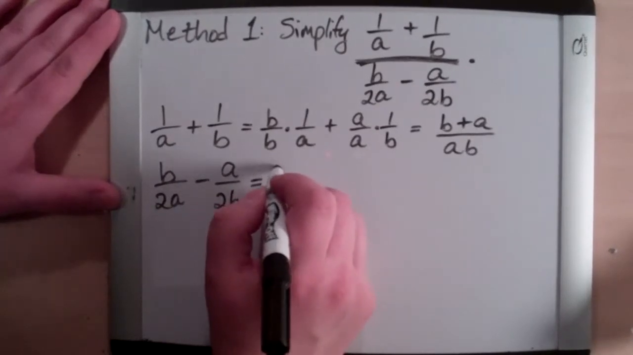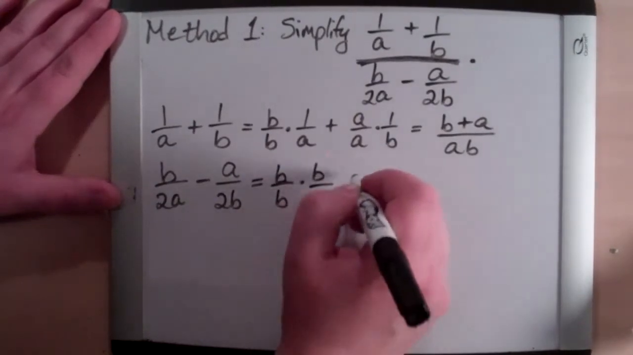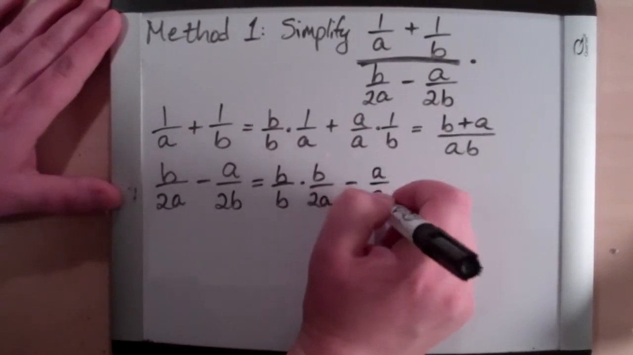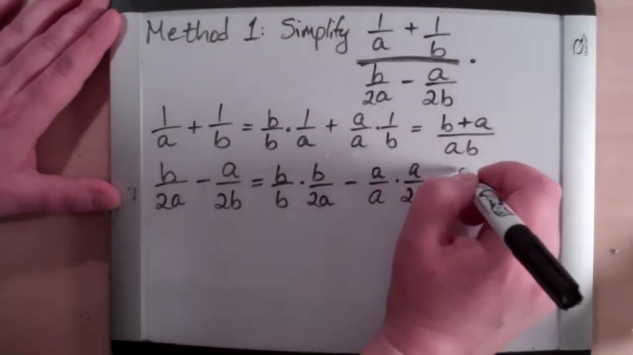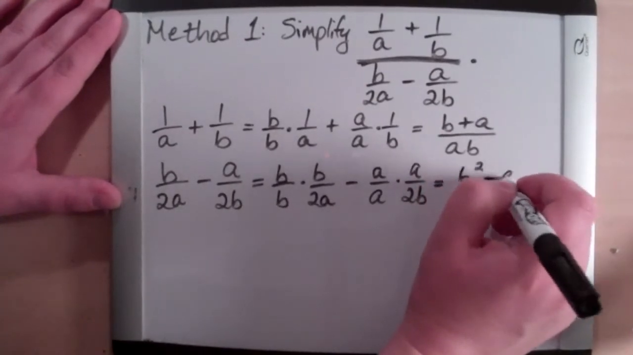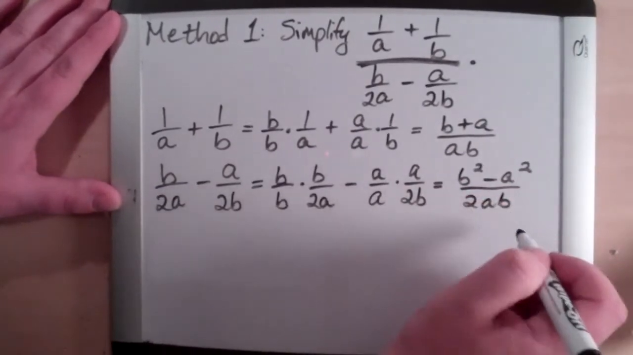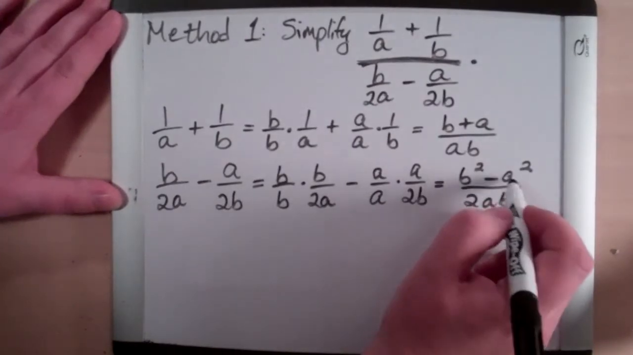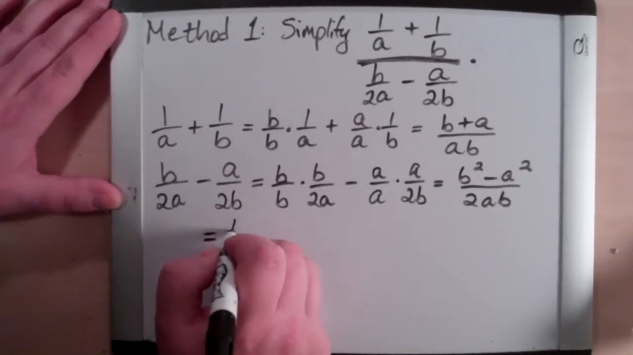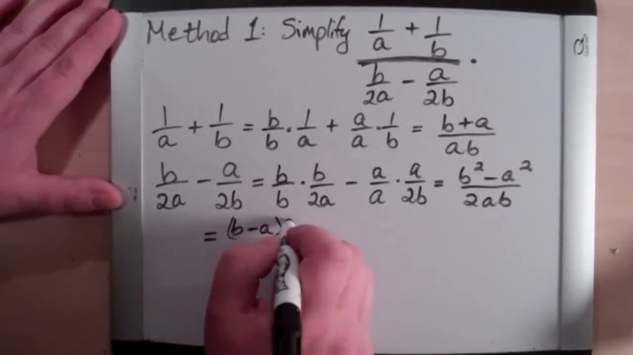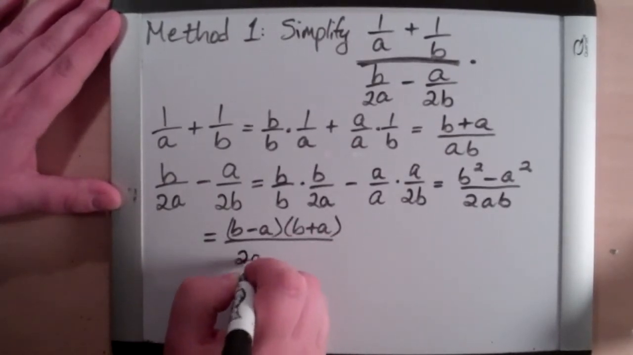What I don't have in both denominators are the variables. So I'll use b over b times b over 2a. Then I'll use a over a times a over 2b, and this will end up being b squared minus a squared, all divided by 2ab. Now I notice something here. I have that difference of two squares pattern, so I can actually take this one step further to b minus a times b plus a, and it's all over 2ab.